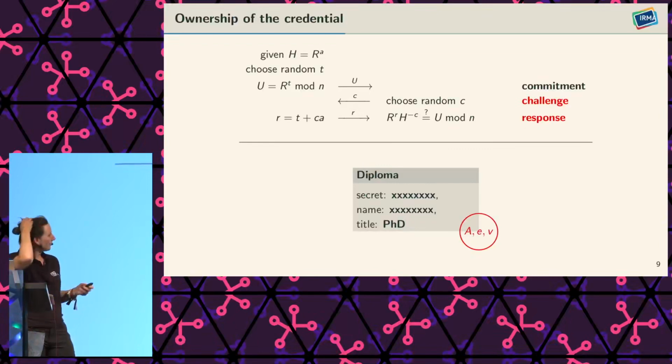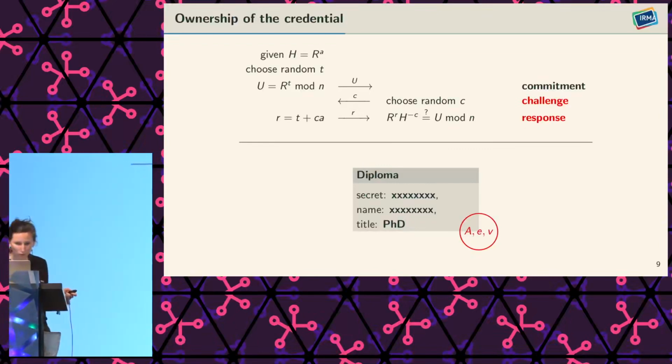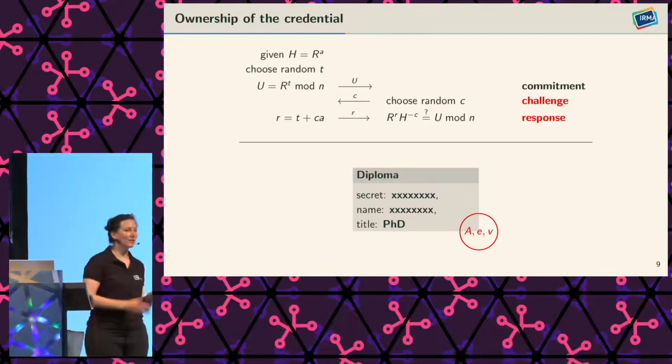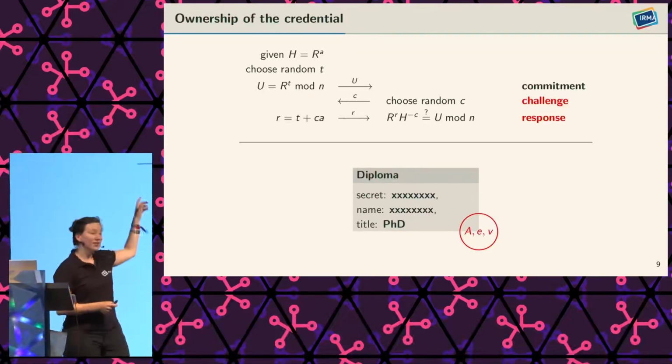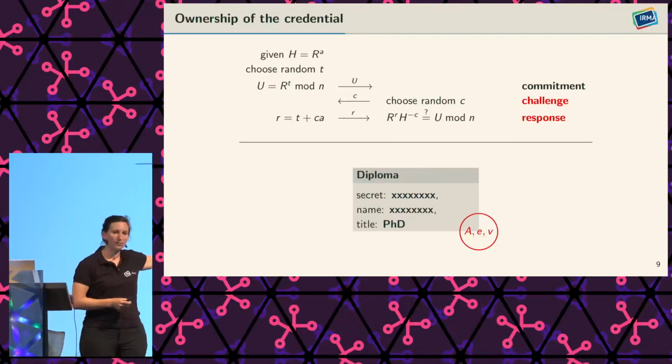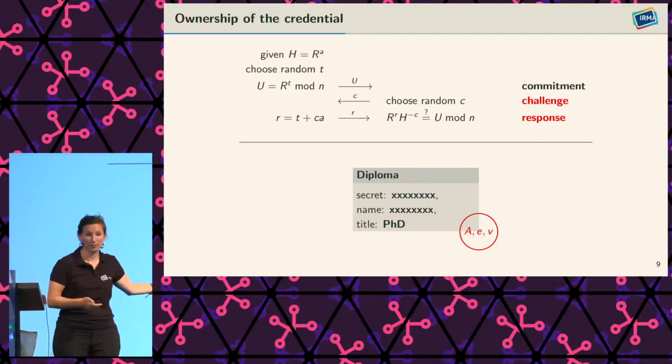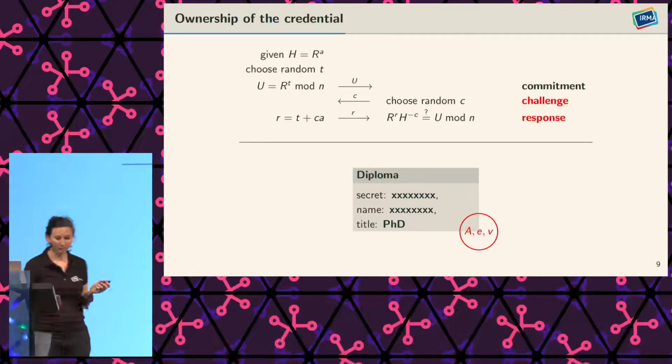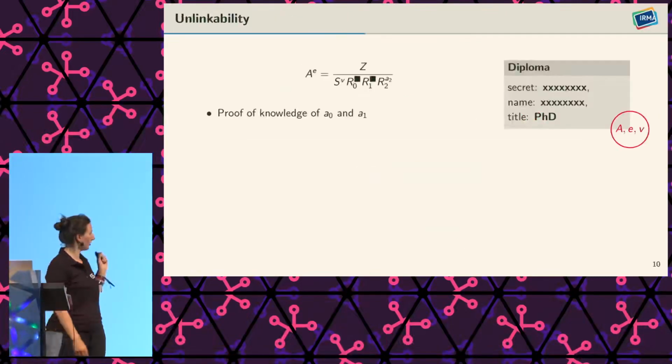Okay, did I miss something? Oh, yeah, a little remark. It's a signature scheme, and by using this secret value, we can actually use it as a credential scheme. And that's what we're doing. Okay, let's go on.